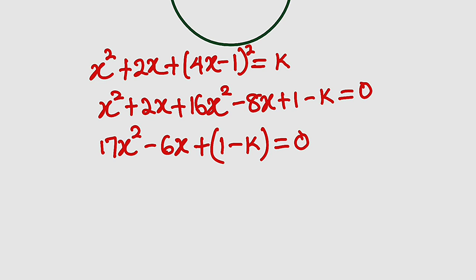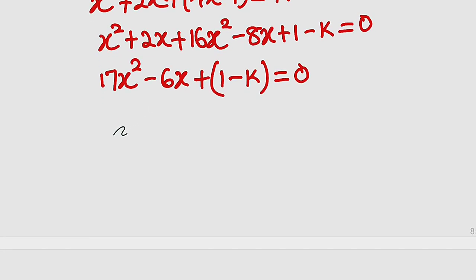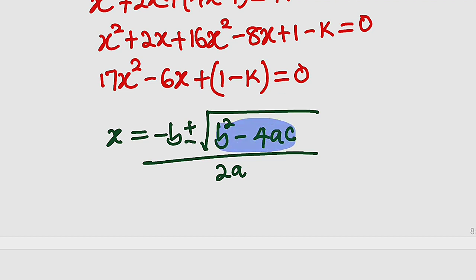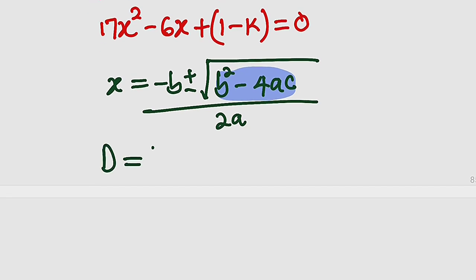All right, remember the general formula for solving quadratic equations. We have x equal to minus b plus or minus the square root of b squared minus 4ac, divided by 2a. And what we call b squared minus 4ac is the discriminant, which is denoted by d, right? So d is equal to b squared minus 4ac. And the discriminant always determines the nature of the roots of any quadratic function. All right, but let's go back to our main question.